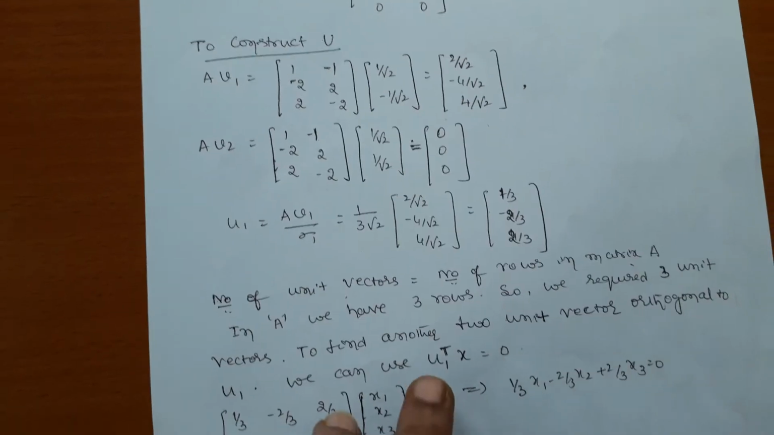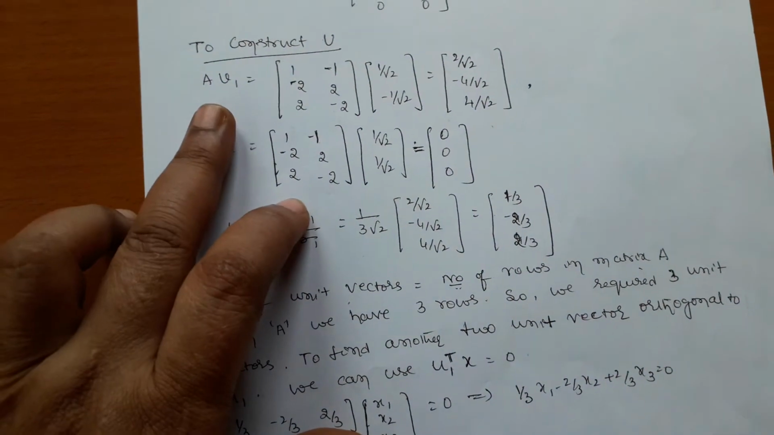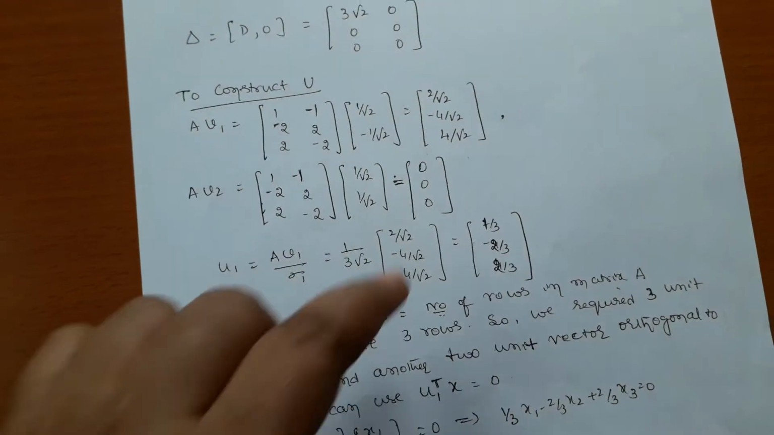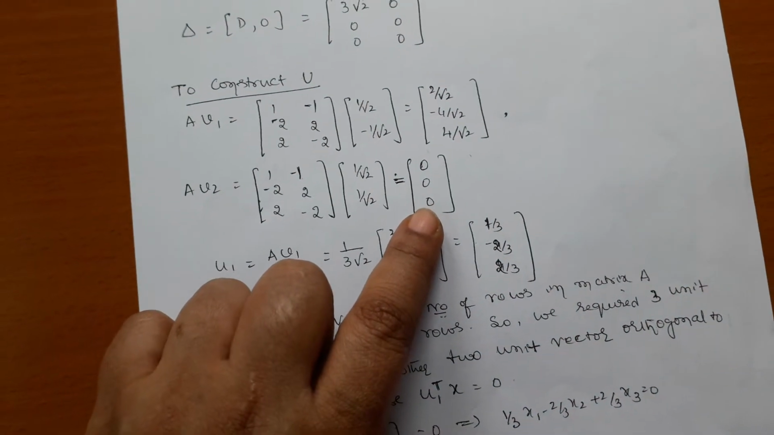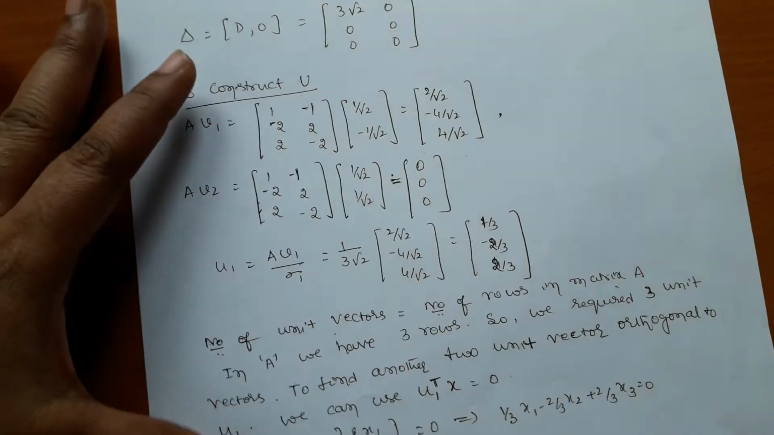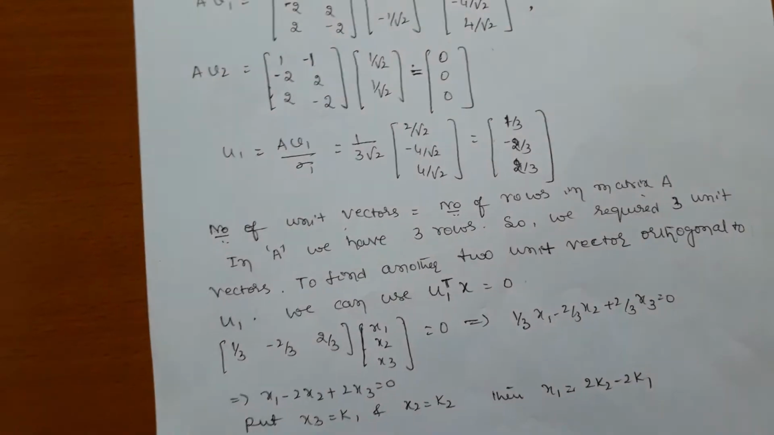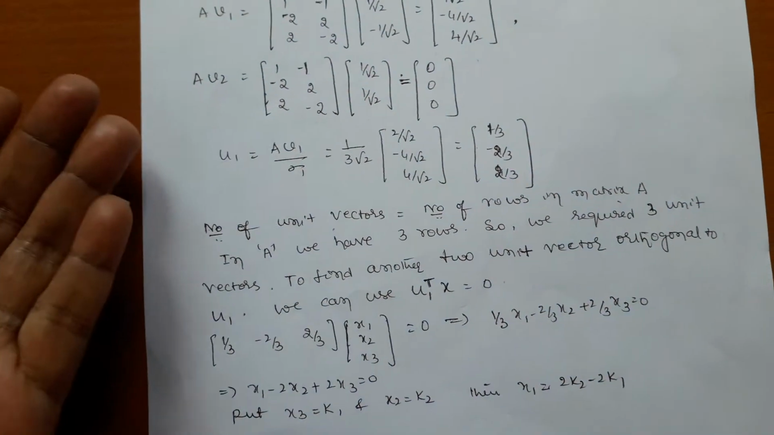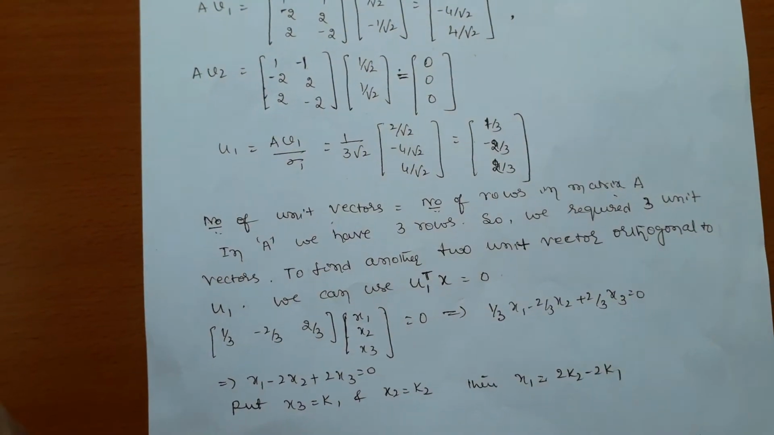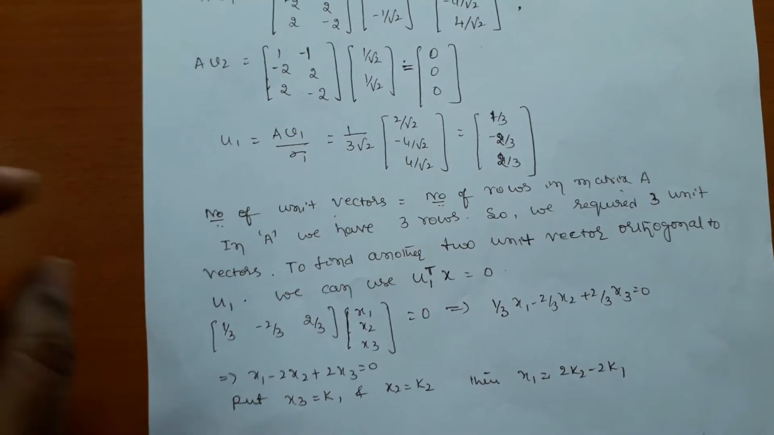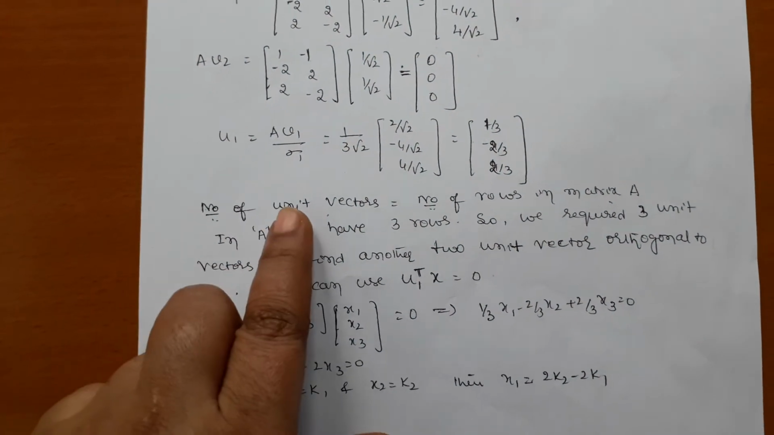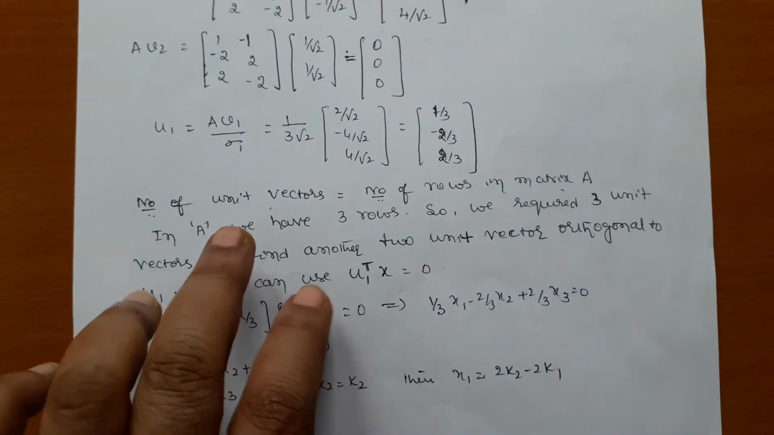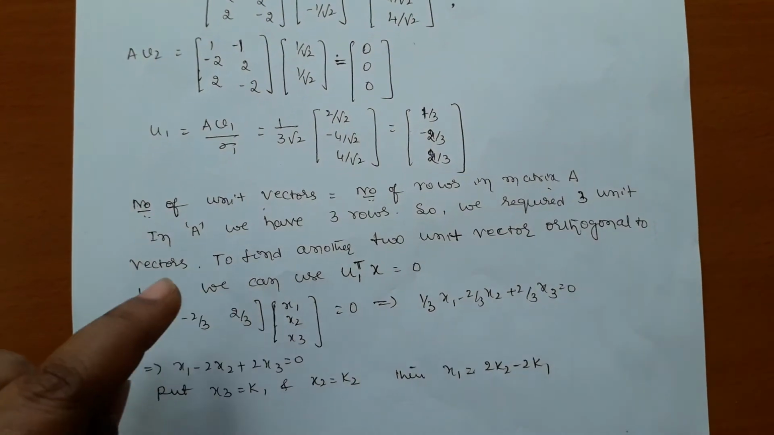Okay, fine. Next, moving to the next point: while finding AV1, even though I have to find AV2, what do we get here? 0. Once we get 0, and sigma 2 is already 0, we can't proceed. But how many rows do you have in A? 3 rows, but we get only one unit vector, u1. But we are expecting how many unit vectors? 3: u1, u2, u3. But we get only one. How to proceed? The number of unit vectors must be equal to the number of rows in the given matrix A. Therefore, A having 3 rows, we require 3 unit vectors.